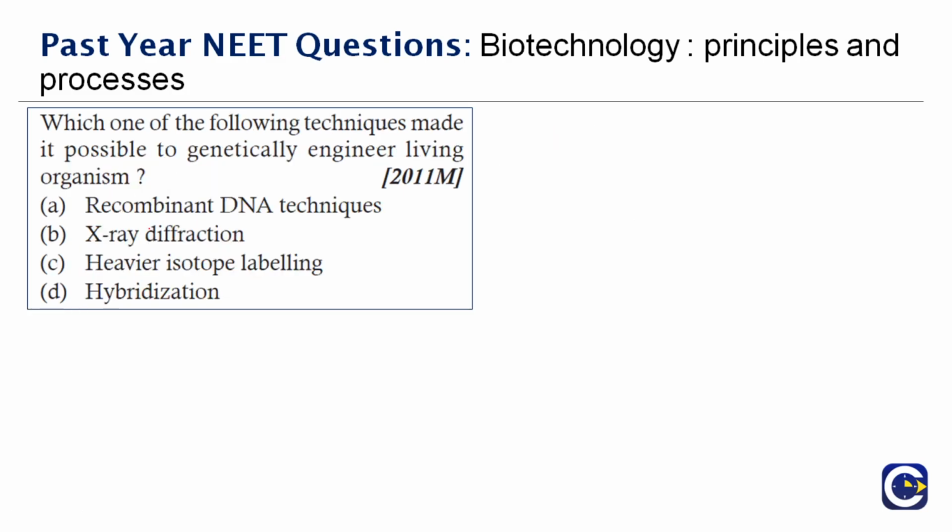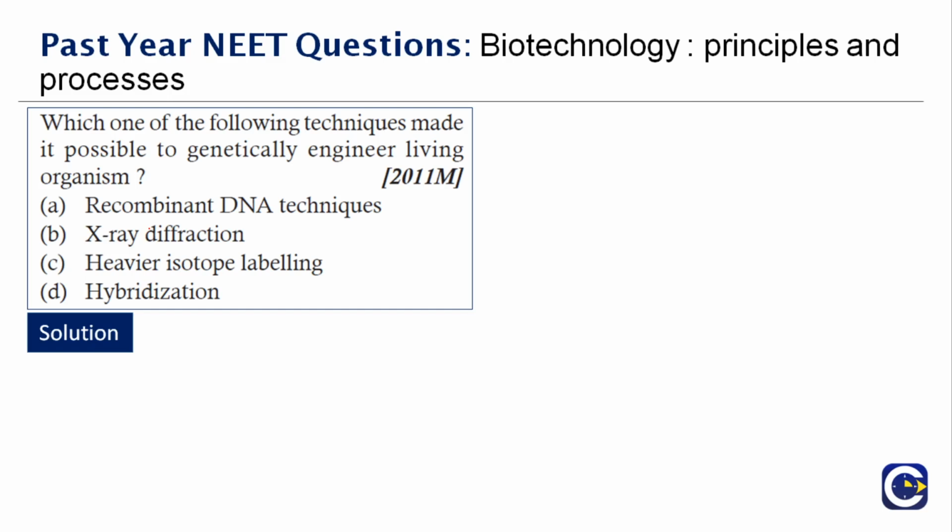Next question here. Which one of the following techniques made it possible to genetically engineer living organisms? So here you have 4 options. What do you think will be the answer here? See, one technique has given you the process of inserting, deleting, making your own interest. You can create species which are resistant, which are deficient, so many things. You have 4 options here: hybridization, X-ray diffraction. It is obviously not X-ray diffraction, not hybridization. The correct answer is recombinant DNA techniques.